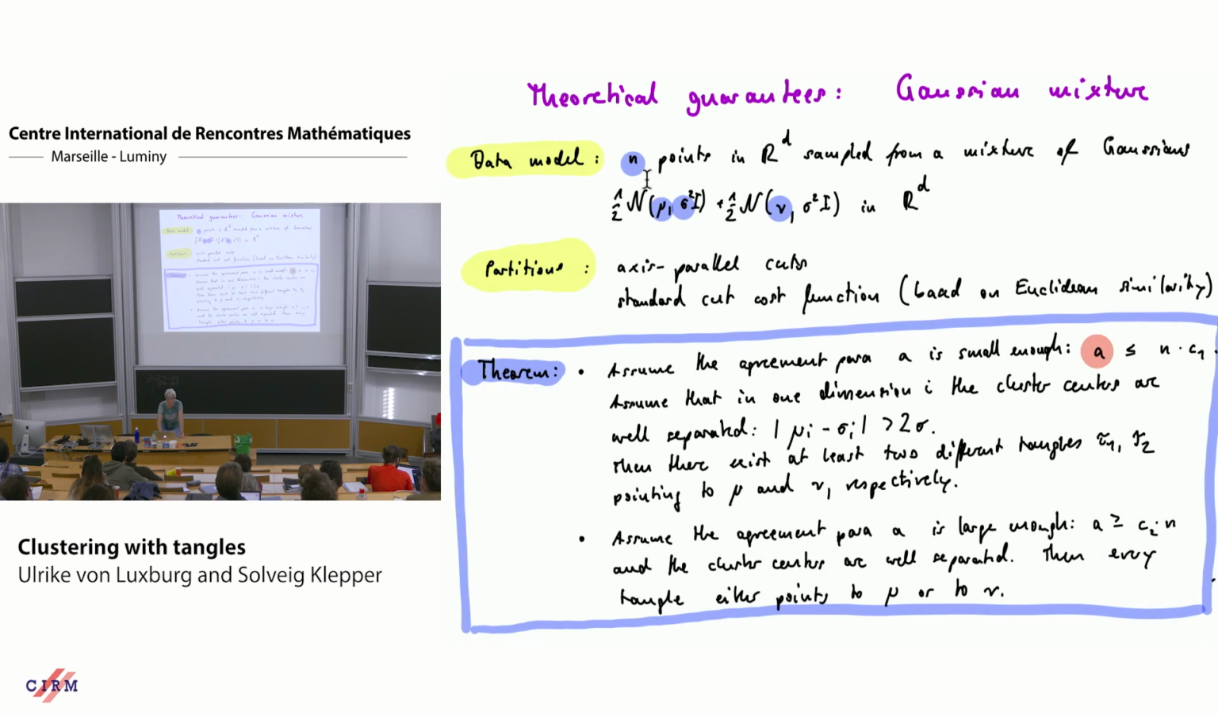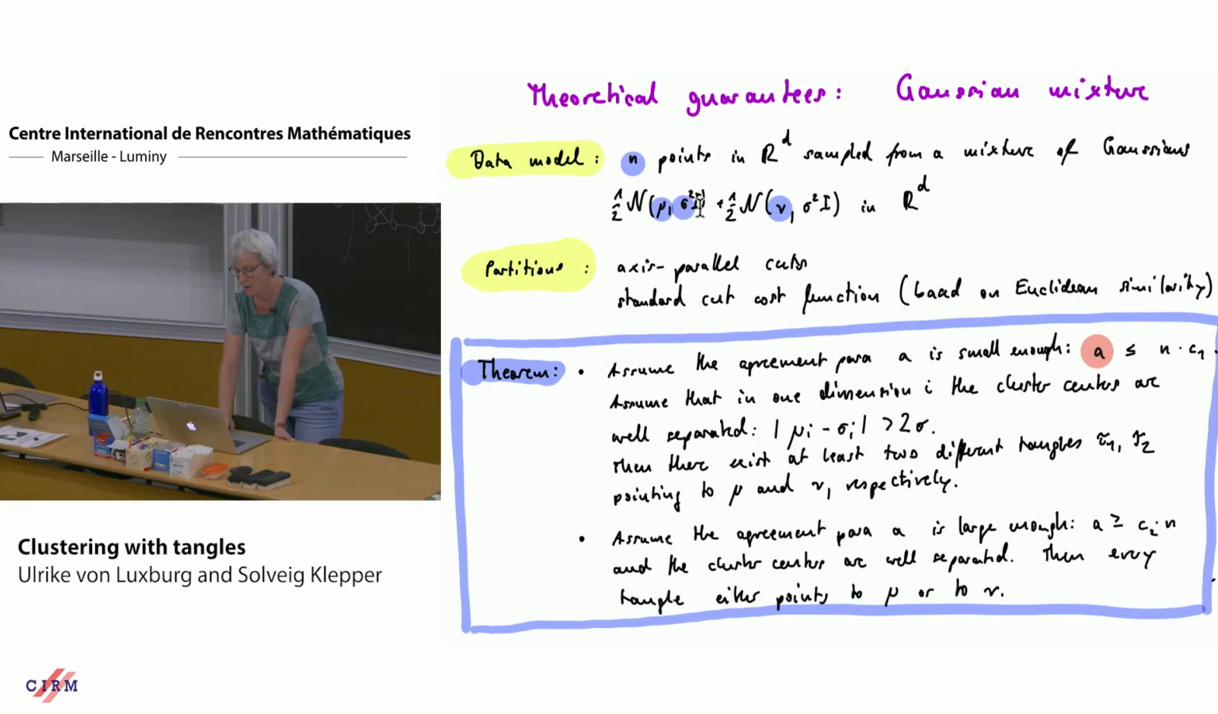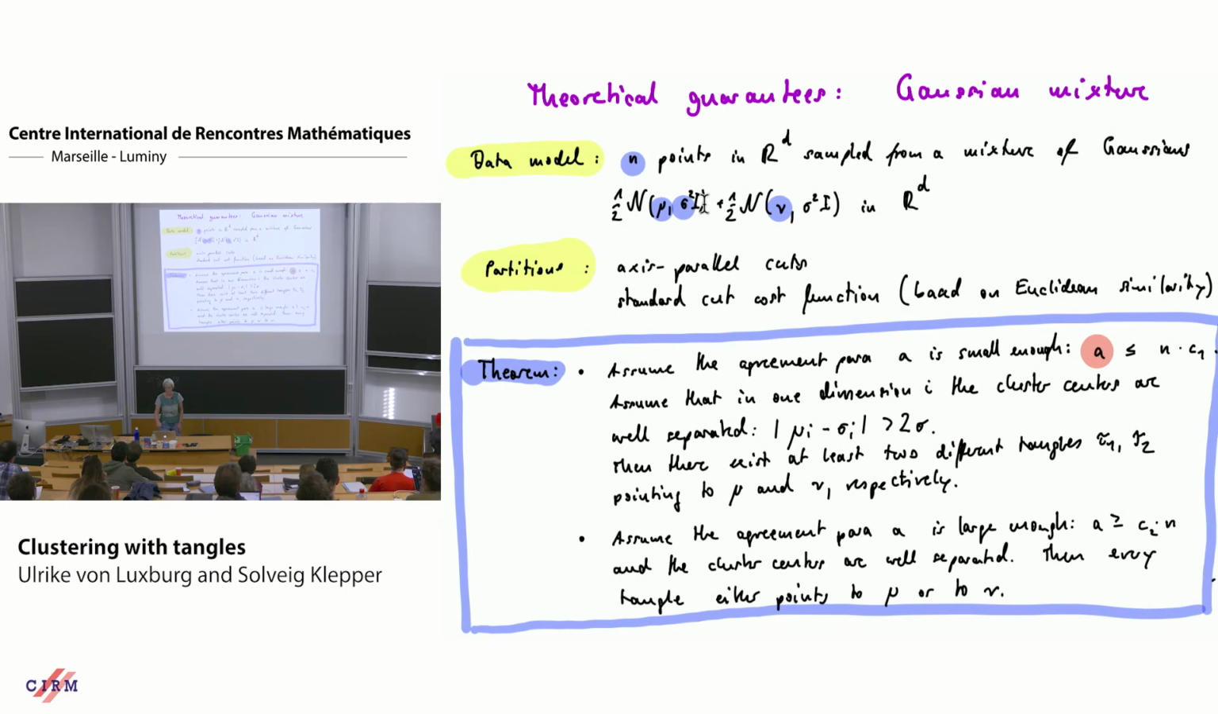So now assume we have n data points in R^d, sampled from a mixture of two Gaussians. One mean of the Gaussian is mu, the other mean is nu, and they have the same standard deviation and unit covariance matrix. So really the most simple of all cases.